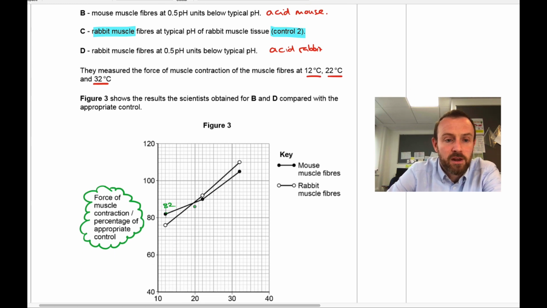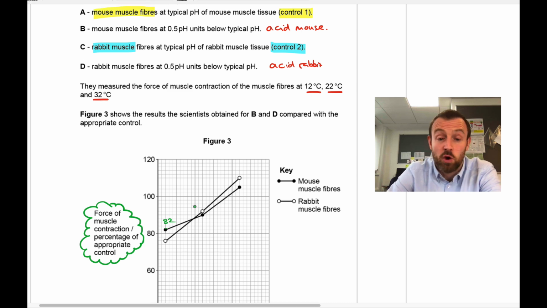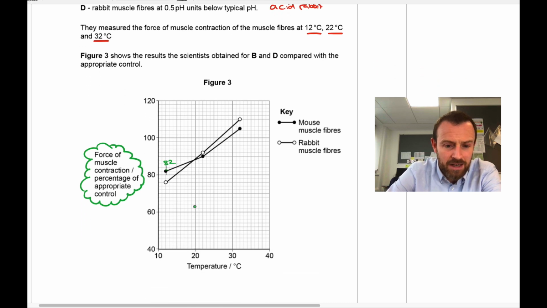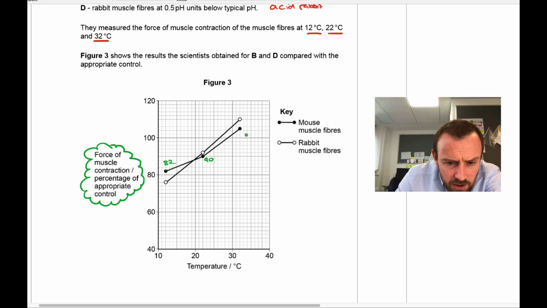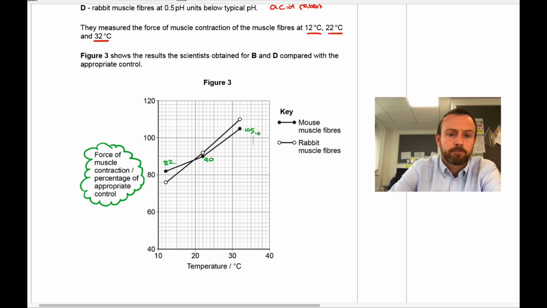82% of the normal muscle fiber when it's not acidified, at 12 degrees C. And then it goes, just to show you this here, to 90% of normal at 22, and then weirdly 130, wait a second, 101, 104, no, 105, 105. Yeah.